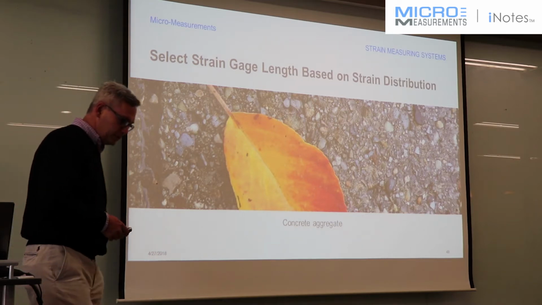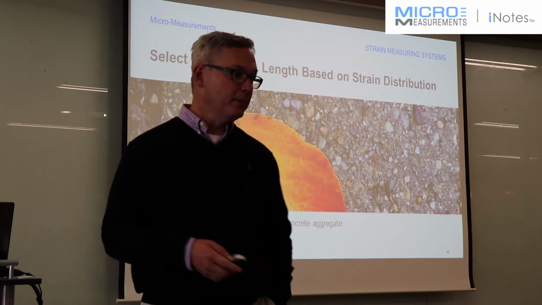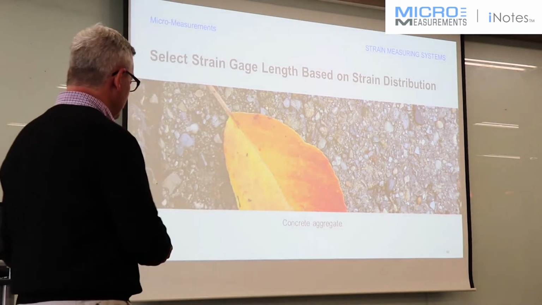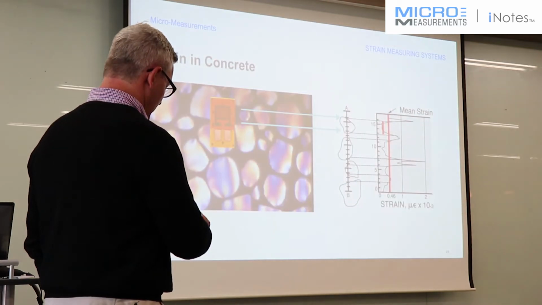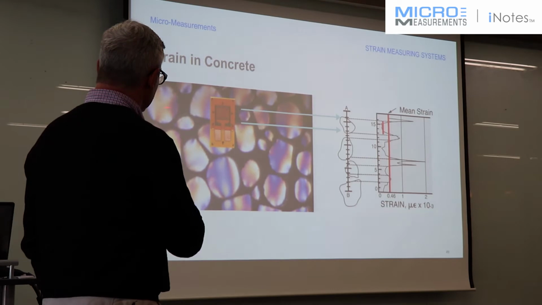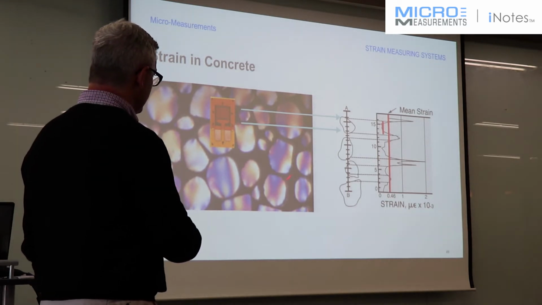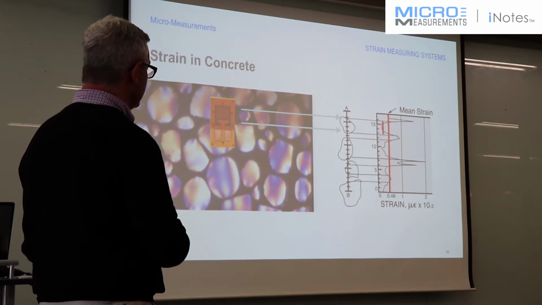All right, and sometimes you're putting strain gauges on non-metallic surfaces. It could be composites. This is a picture of some asphalt, some reinforced concrete, and this is a photoelastic image of the strain distribution in aggregate in concrete. It's basically a model of it.